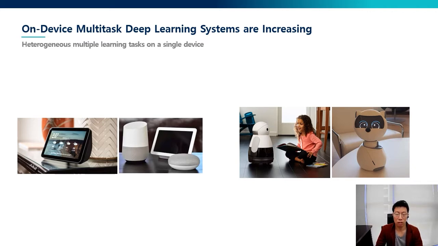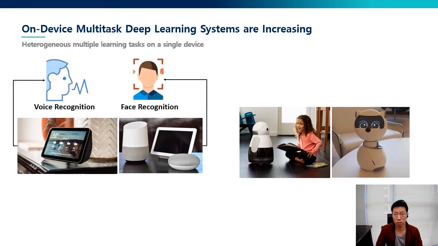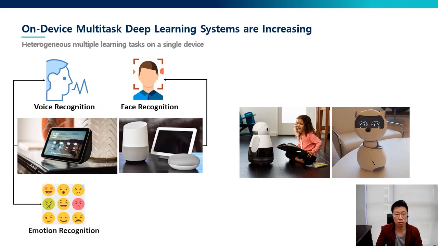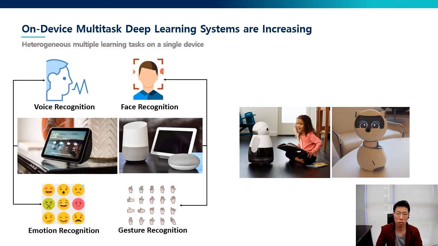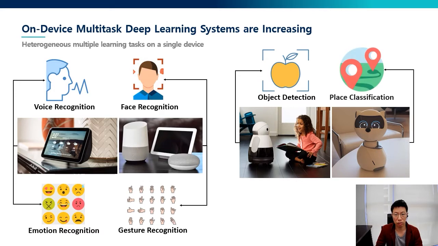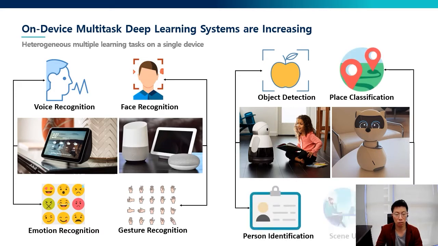For example, home hubs like Amazon Echo Show and Google Nest Hub nowadays can perform voice recognition, face recognition, emotion recognition, and gesture recognition in order to closely imitate human assistants. Similar machine learning models are running on social, domestic, and personal robots, which also execute robotic application-specific learning tasks such as object detection, place classification, person identification, and scene understanding.